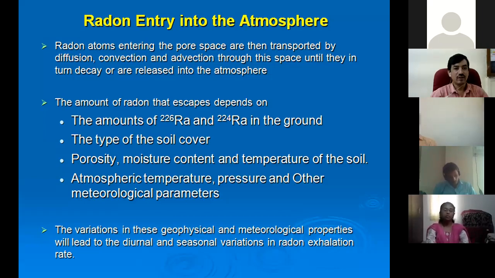The amount of radon that escapes to the atmosphere depends upon several parameters. We can identify these: the amount of radium in the ground, the type of soil cover, whether it has porosity, moisture, and its temperature, atmospheric temperature, that means properties of the atmosphere, its pressure, and other meteorological parameters.